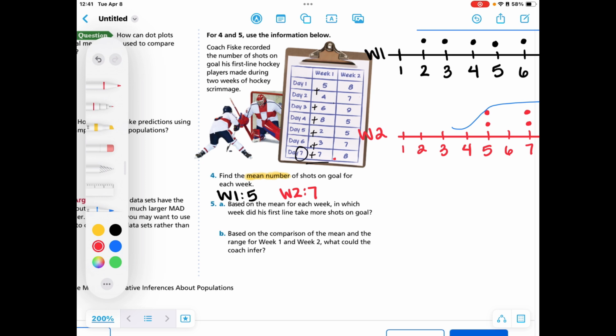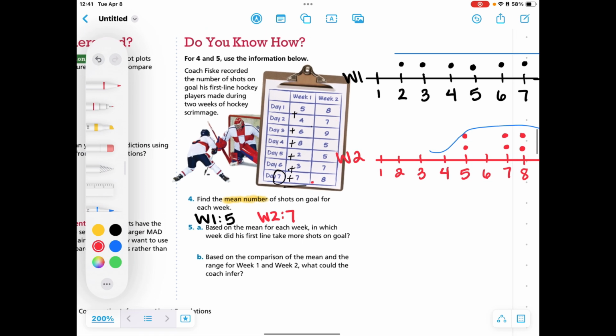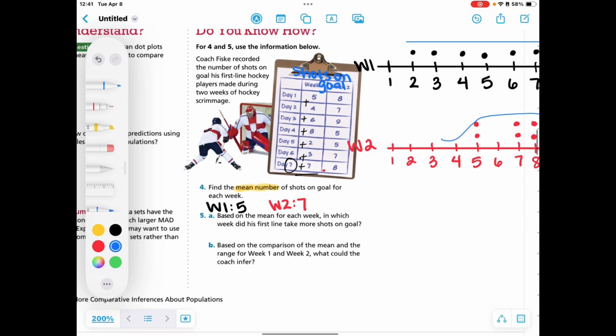Now part 1 has 2 parts based on the mean for each week. Which week did his first line take more shots on the goal? So keep in mind this is shots on goal. So in which week did the first line take more shots? Well, that's going to be week 2. And we can say it's week 2 simply because, well, they have more shots.